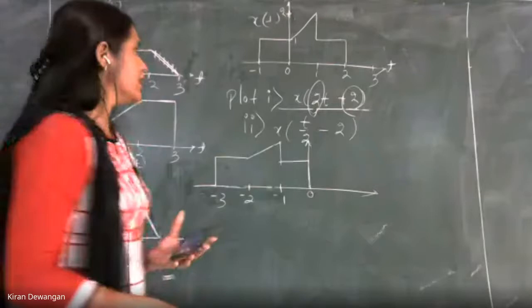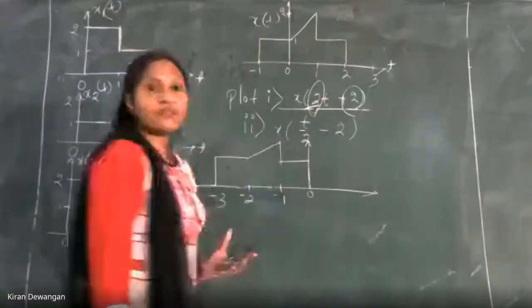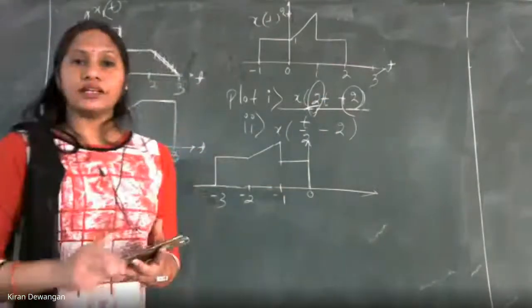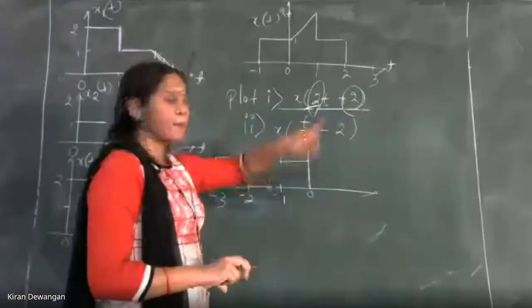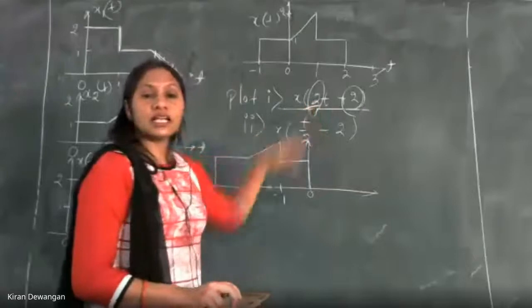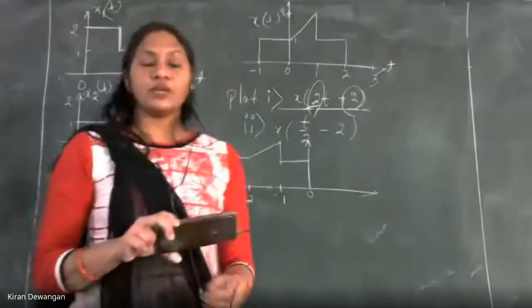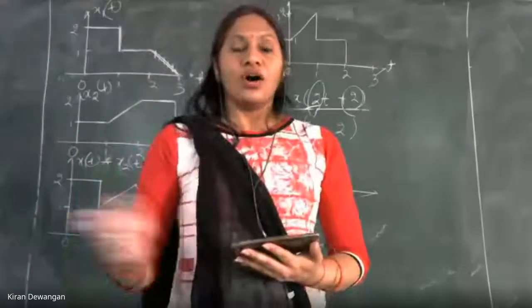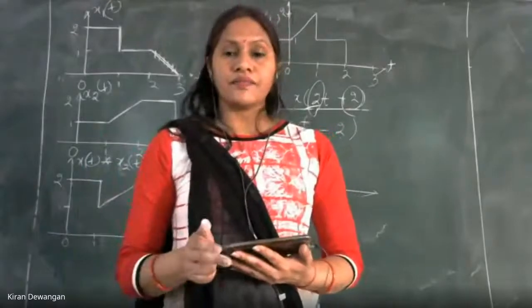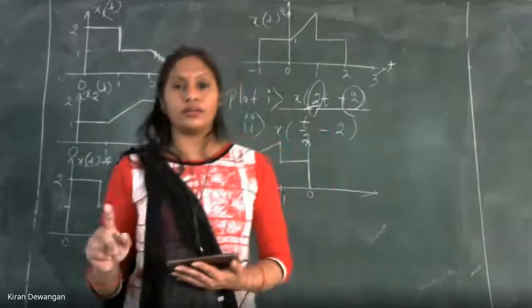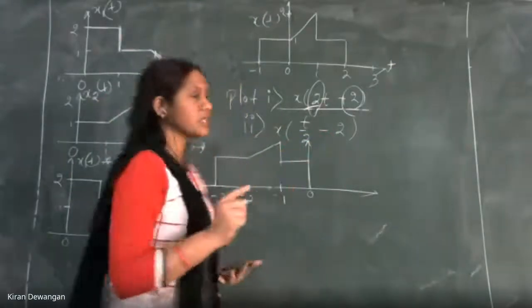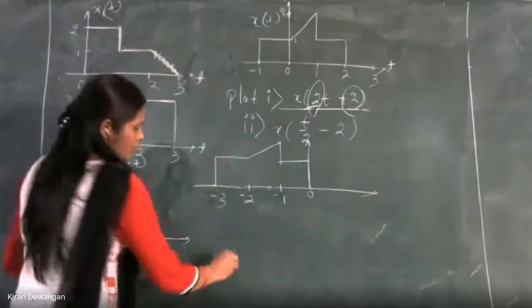scaling is the value by which time scaling needs to be performed. This value is greater than 1. So what will be the signal? The signal क्या होगा? Whether it will be a compressed signal or stretched signal. If alpha is greater than 1, tell me how the signal would be? Compressed signal. Correct.